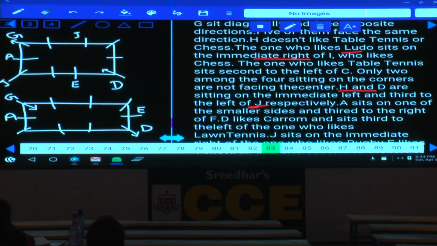Now if J is here, J's immediate left hand side will be H, isn't it? J's immediate left is H, H can be here. If J is here, J1, H1 or J2, H2, this is one possibility and this is the second possibility. Now J and H, again we have 2 possibilities, isn't it? Left hand side or right hand side.